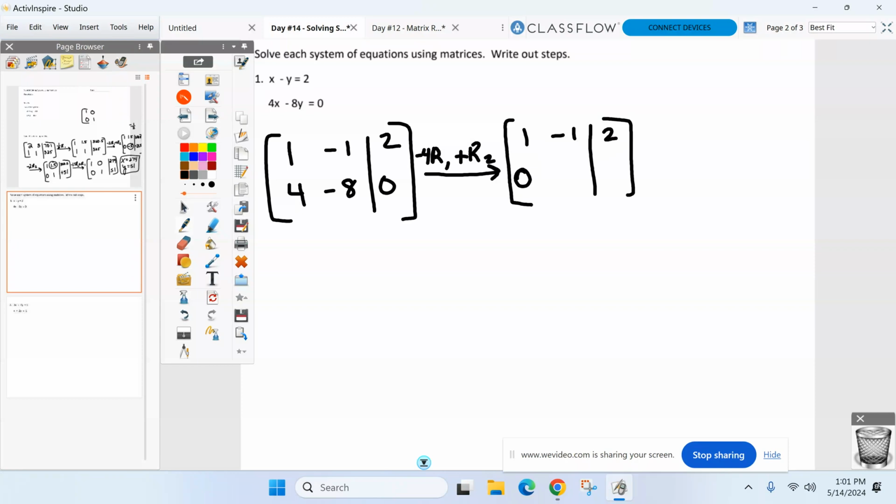What's that going to be? 4, -4? Wait, no. I was just thinking because 0 times -4 is 0. No, but it's -4 times row 1. So it should be -4 times 2 plus 0. Okay, we all good? Before I move on, everyone all right with the new row 2?